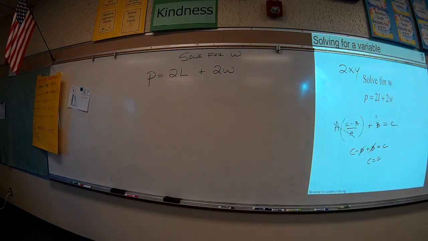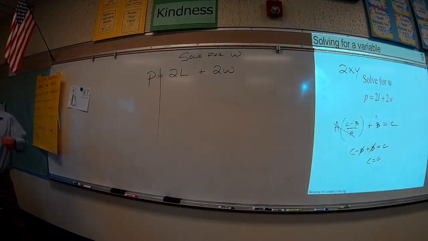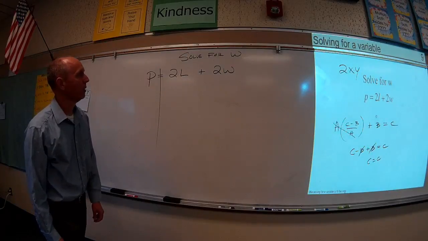So who should I deal with first? What do you want to do? Jackson? What would you like to do? I would like to divide both sides by 2. You absolutely could do that.